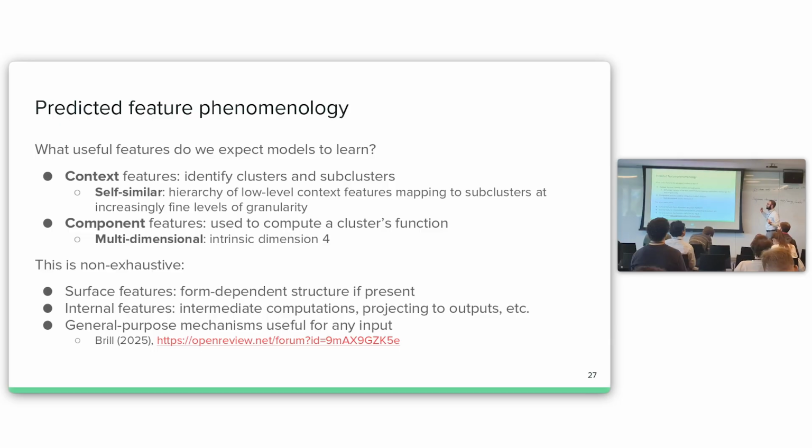And this is not supposed to be exhaustive. You'd expect to see things, for example, what I've called surface features here, like any sort of surface level heuristics that are used by a model that don't relate to any semantic content. That certainly is likely to occur. Then internal features, things that just do some intermediate computations or handle tokenization and the output projections and things like that.